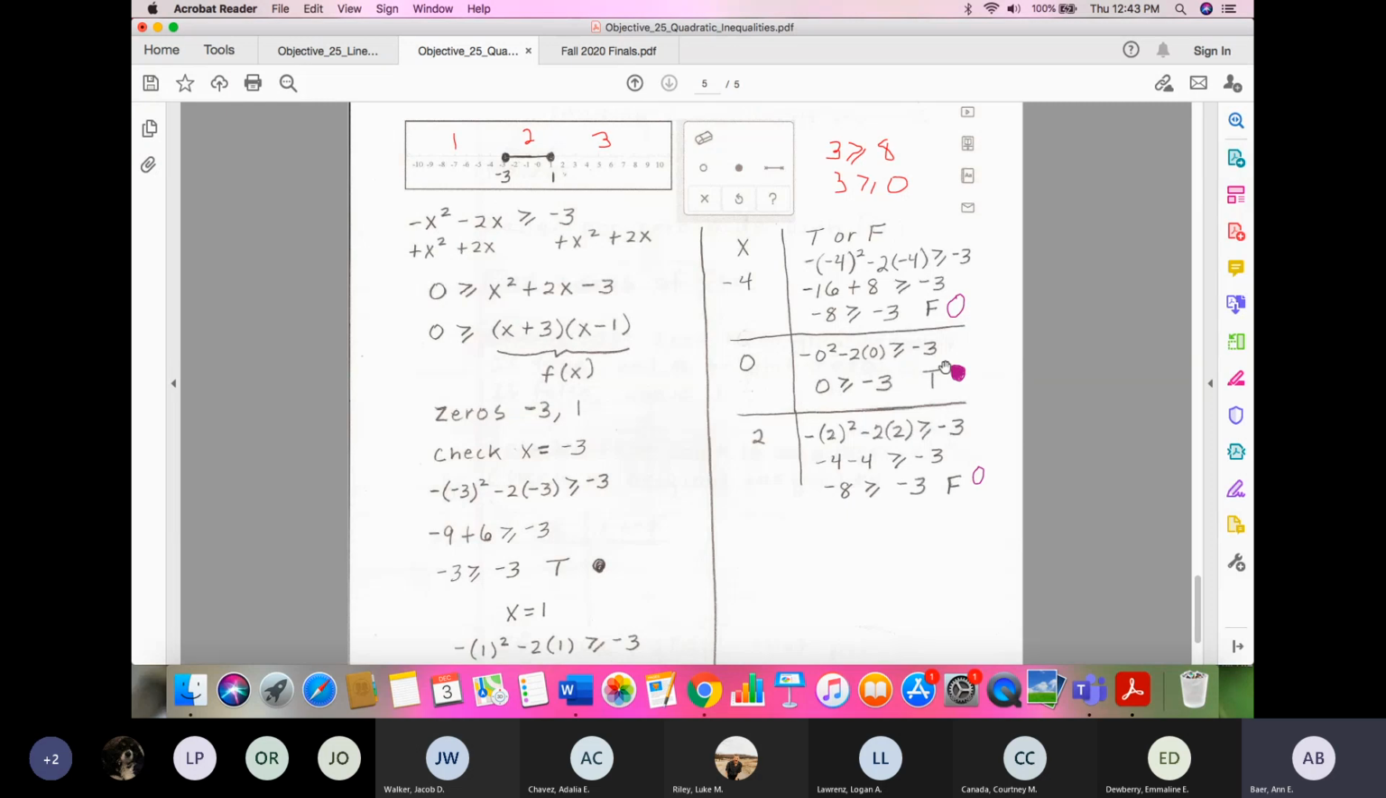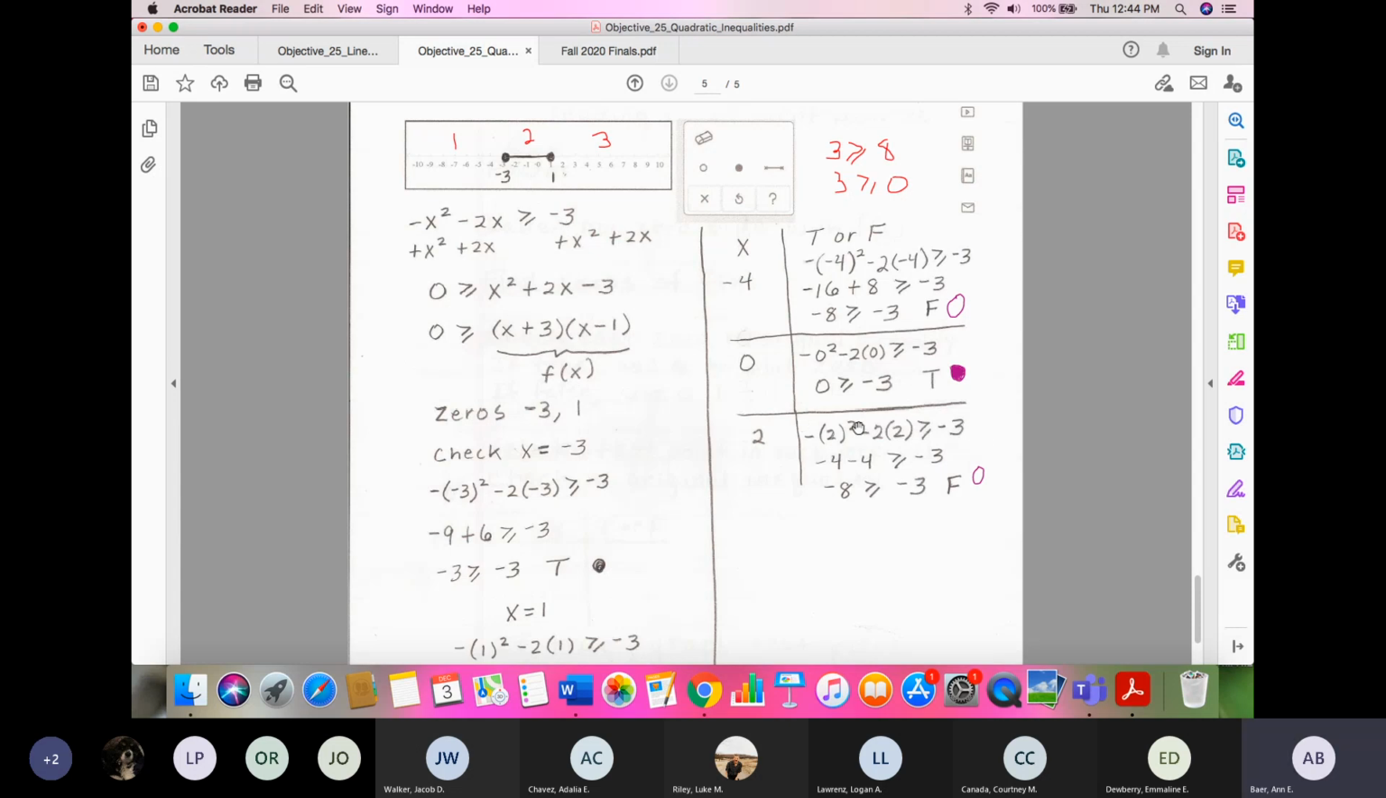And what about this one? What about our third test point, which is a 2? So we do the same thing. We write down the negative sign, the negative sign right here. And then for our test point, which is a 2, we take 2 and square it. Then negative 2 times 2, since our test point is a 2. Greater than or equal to -3.